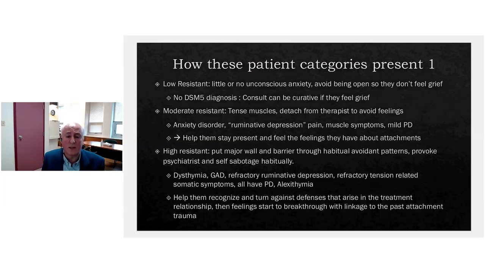The high resistant group, on the other hand, is very detached, habitually distancing, has provocative defenses that keep people away, and they tend to self-sabotage habitually, presenting with things like GAD, dysthymia, all have personality disorder of some type. They can have a refractory, ruminative, very tough to treat depressive process. They can have all kinds of refractory tension-related somatic symptoms, chronic pain. They have major problem recognizing emotions. So with this group, treatment involves helping them recognize how the detachment is working in the room and helping them stop going detached. It's harder work there.